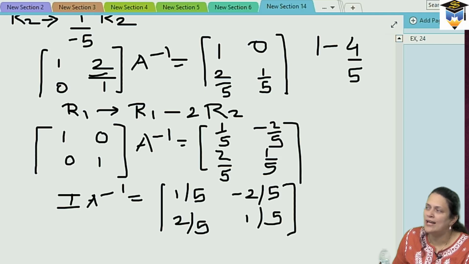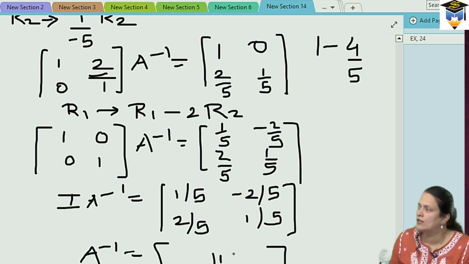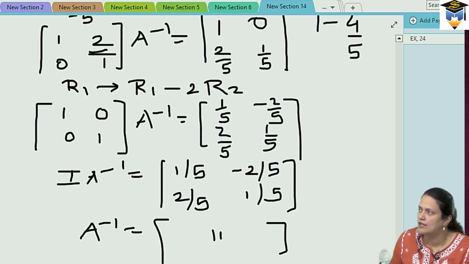Okay. So I multiplied by A inverse is going to give me A inverse itself. So the value of A inverse is this. You have to write down the elements as they are. Have you understood this part? Are you writing along with me? Let me know.